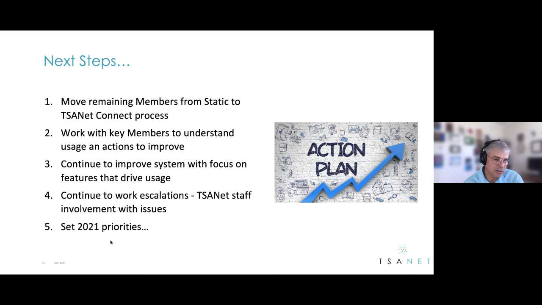Number 2, you just saw that was a big focus for 2020, to work with members, understand their usage, and see how we can improve the usage. That is something you're going to see continue for 2020, and I guarantee it'll be a big push in 2021 as well.